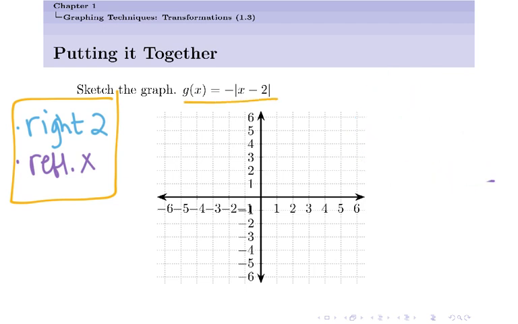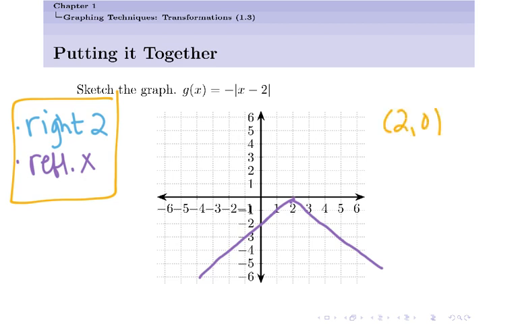How will I know I'm right? I'm going to check a few points by substituting them in. So I start with my parent function, just a little sketch. Then I move it to the right 2 units. And then I reflect over x. This is where I think my graph will be. So I'm going to erase my other previous steps. And now I need to check some points.